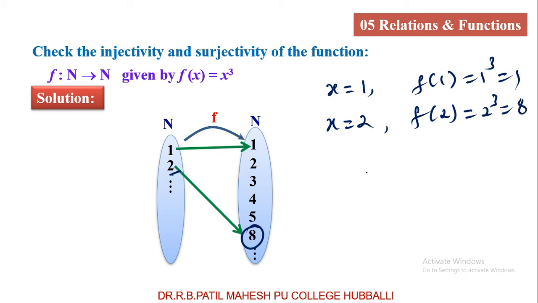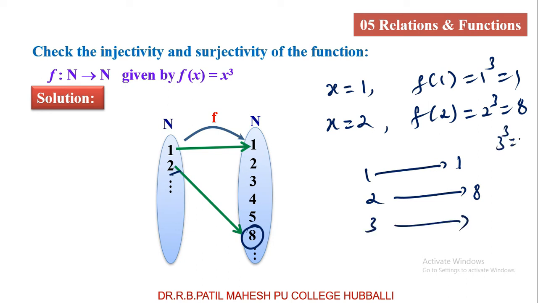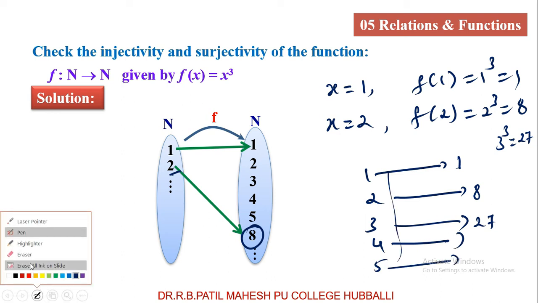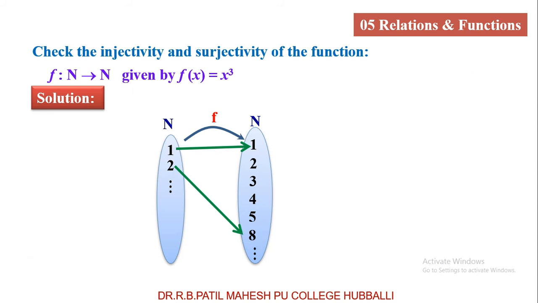So, 1 is related to 1. 2 is related to 8. Can you guess 3 is related to what? 3 cube. 3 cube is nothing but 27. So, 3 is related to 27. 4 is related to, 5 is related to, it will continue like this only. So, taking this function, check the injectivity and surjectivity.